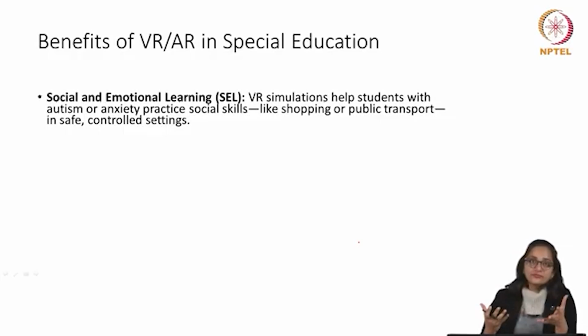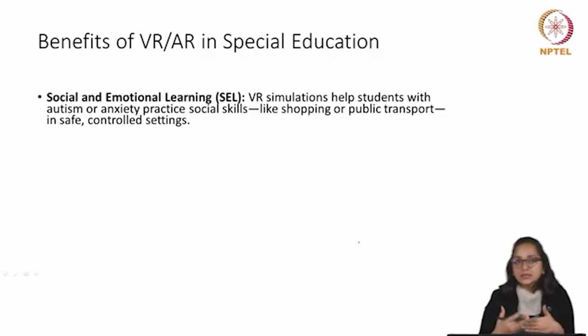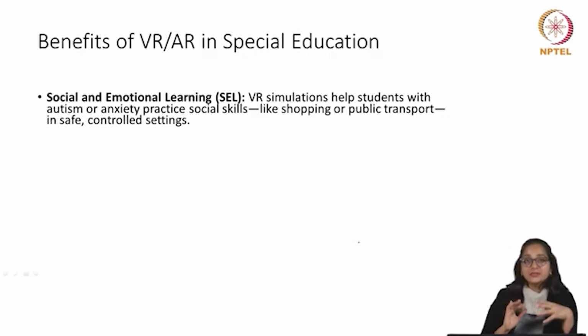You can start off with people who have social anxiety. You can start off with a grocery shop simulation where there are not a lot of people, maybe fewer customers. Then if they are able to successfully do it, you can gradually increase the density of people in the place so that they are eased into that social environment in a controlled setting.